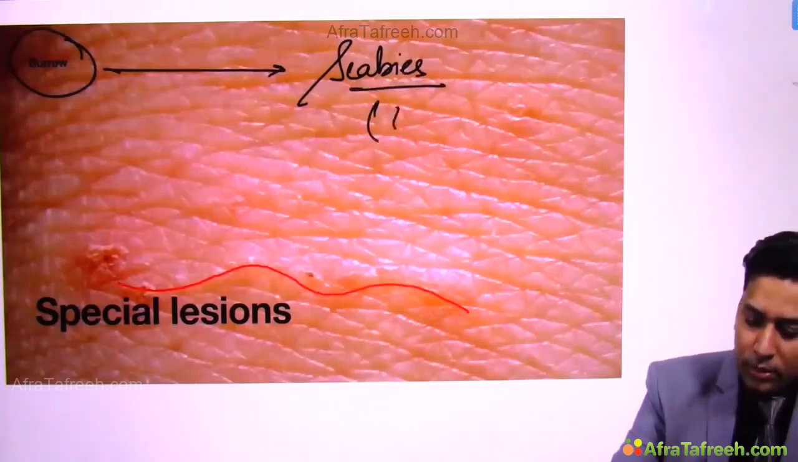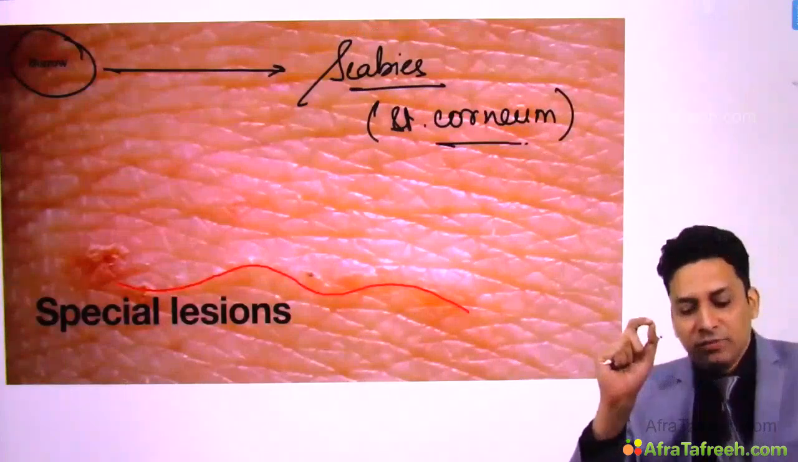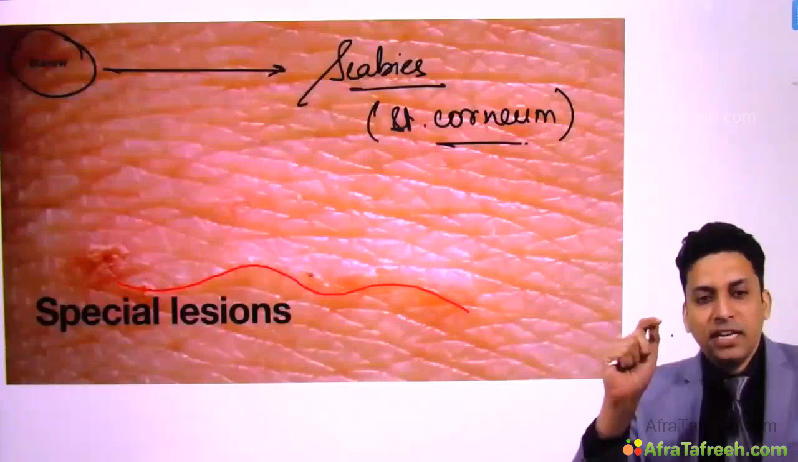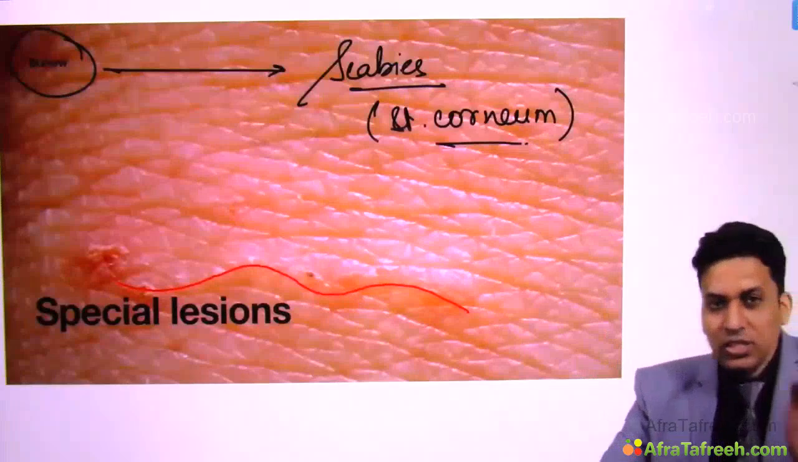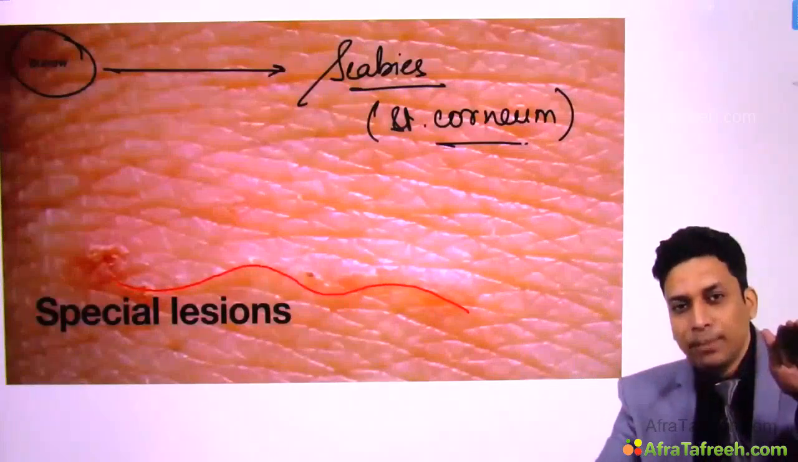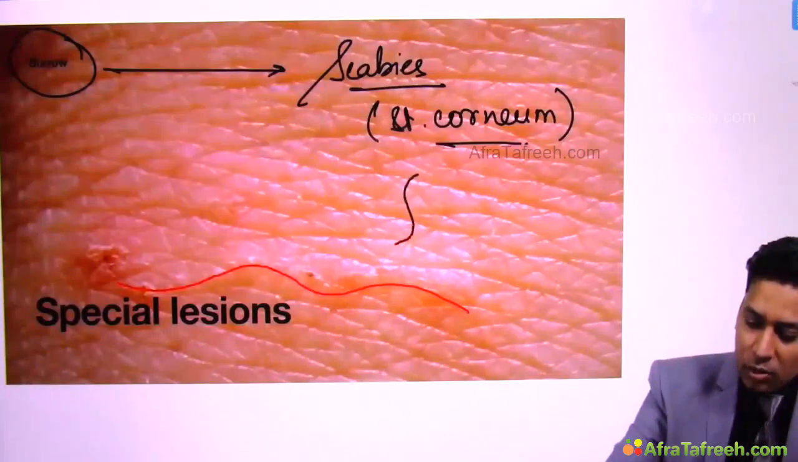They are formed in stratum corneum. So in the superficial dead layer, what happens? This mite which causes scabies, that is Sarcoptes mite, drills a burrow, and this burrow is generally serpentinous. Serpentinous means S-shaped, like a serpent, like a snake. So this generally is an S-shaped or serpentinous or linear shaped lesion.